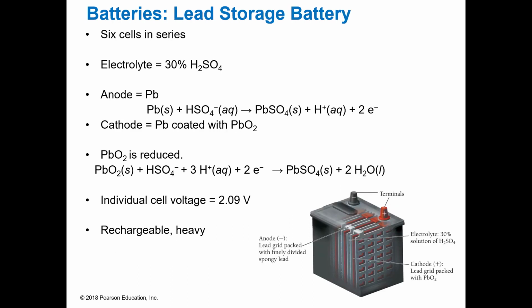Then you have your lead storage battery. This is your car battery. The anode is lead, and the cathode is lead coated with lead 4 oxide. So the lead 4 oxide is reduced. Each individual cell produces 2.09 volts. Then you have 6 cells in there, and that gives you a 12-volt battery. It's a little more than 12 volts, not much.